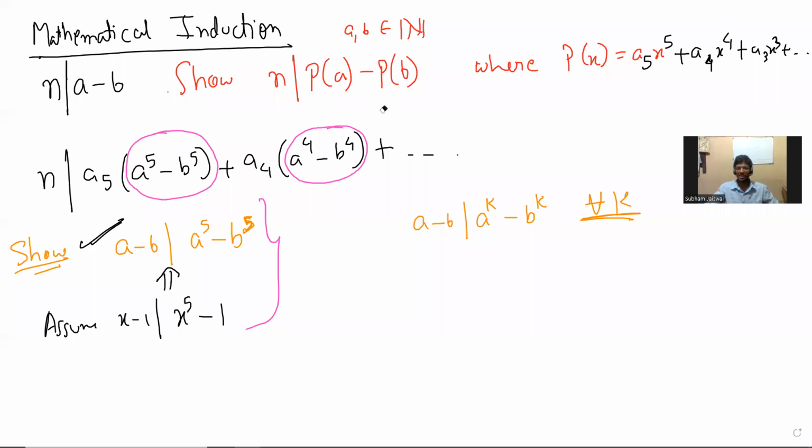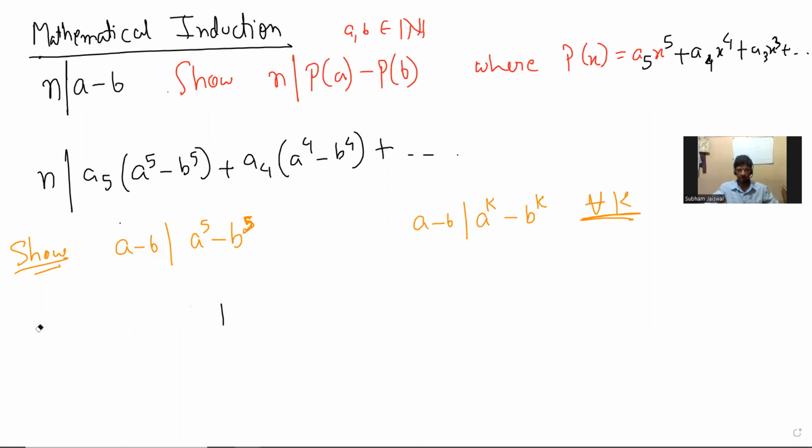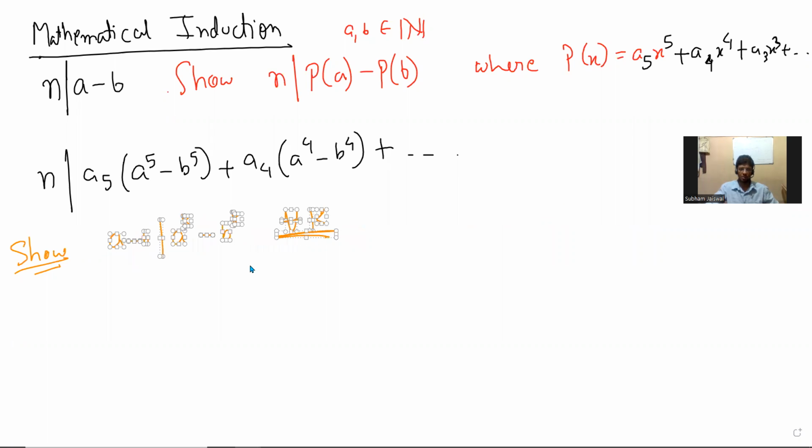But this is not our goal currently. So let's move on. Let's discard this a minus this thing, and we try to show this in general. Because you see, we have the base case. We know that a minus b divides a minus b. In fact, we also know a minus b divides a square minus b square, and so on, right? Even for 3, we know.